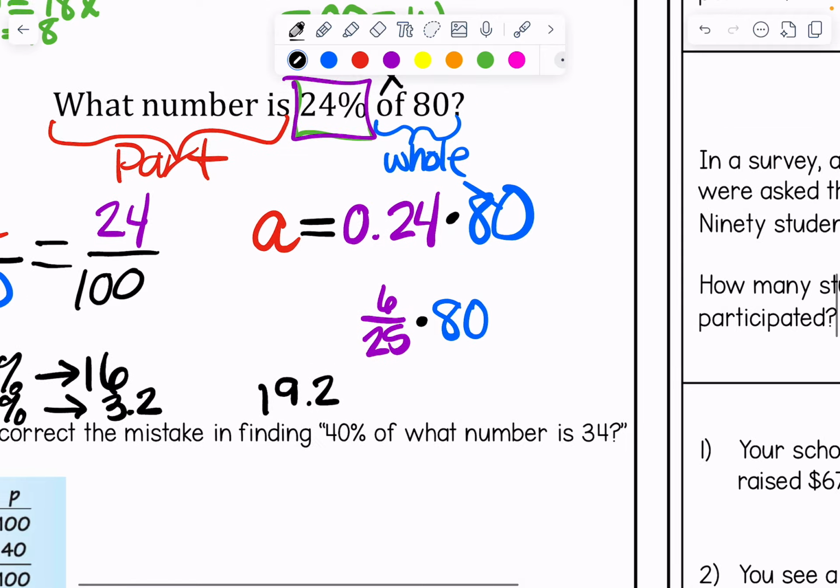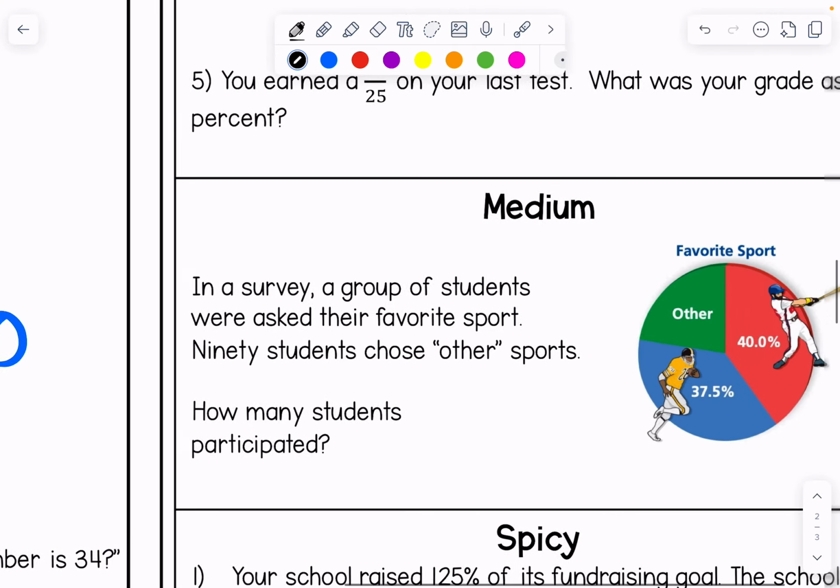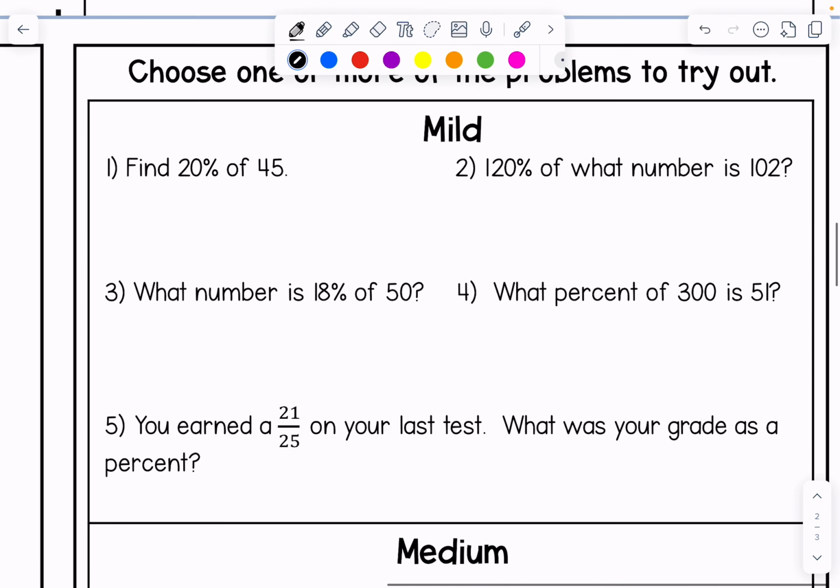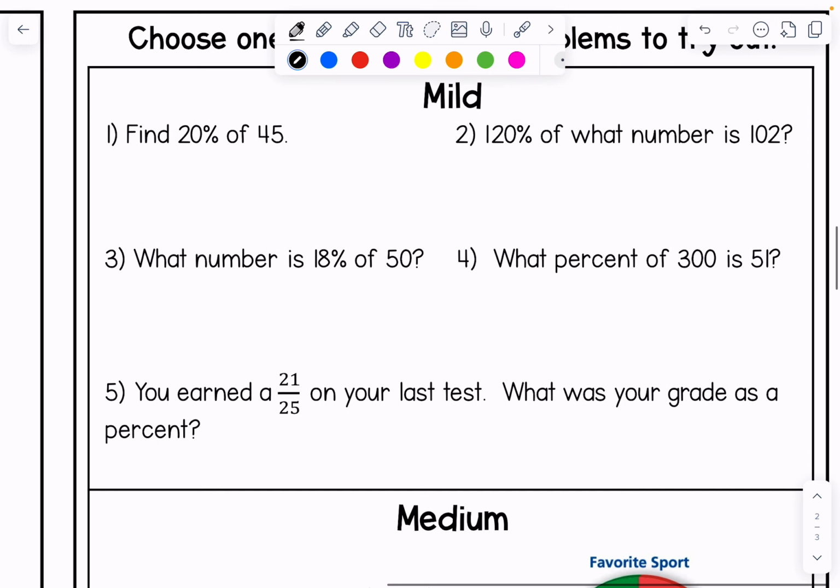We're going to skip that mistake error analysis right now. That's something that would be good for you to look at on your own. So find 20% of 45. When I look here, I have my percent and my 45 of 45. That's telling me this is the whole. And so I'm trying to figure out the part.